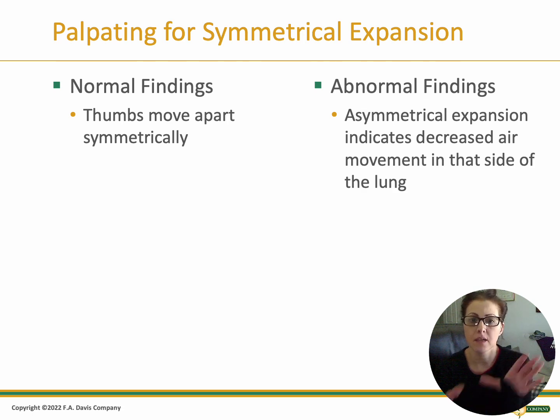Normal findings, they move apart symmetrically and back symmetrically. An abnormal finding would mean that one hand would move up while the other maybe would stay stationary or not move as much as the right hand or the left hand. This could indicate decreased air movement in that side of the lung that's not moving. It's not allowing that chest to expand or retract.